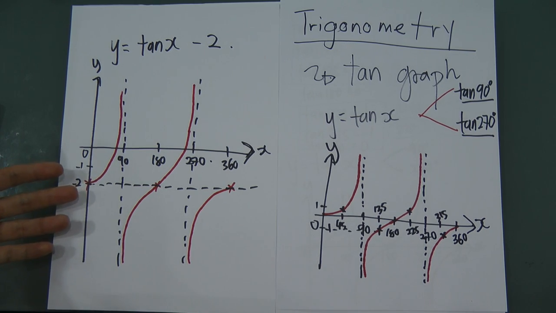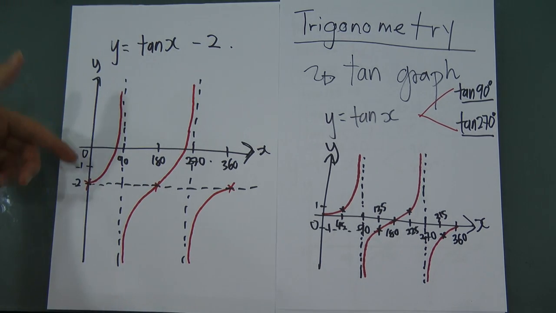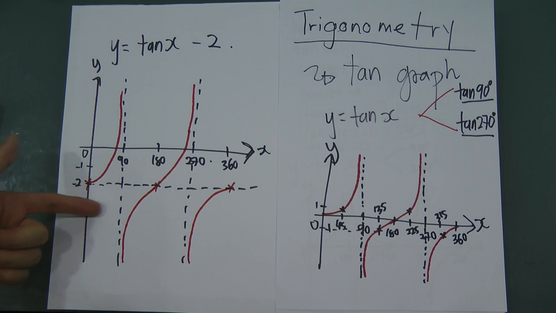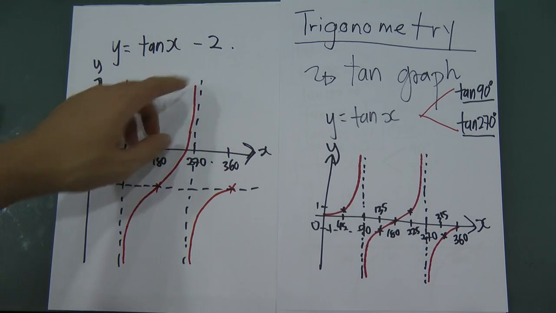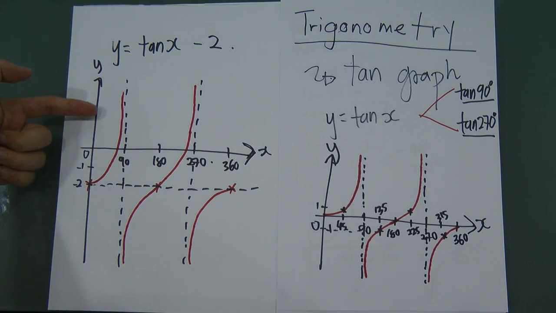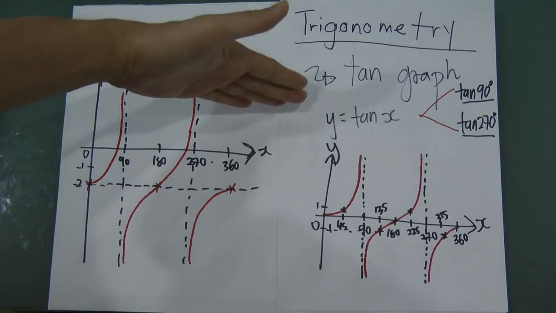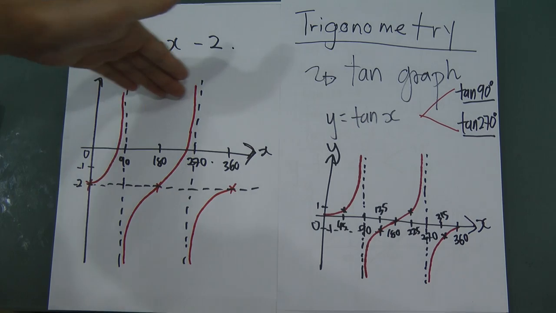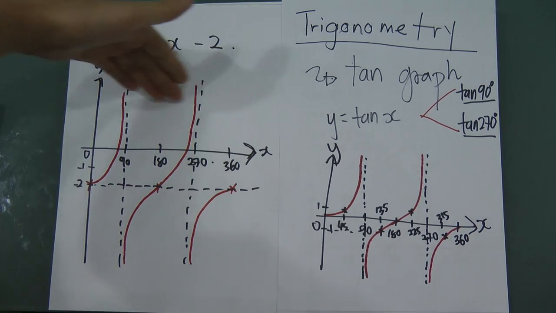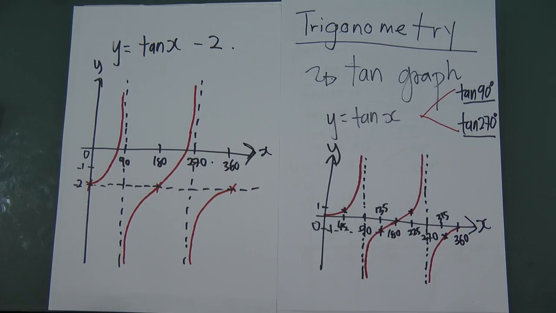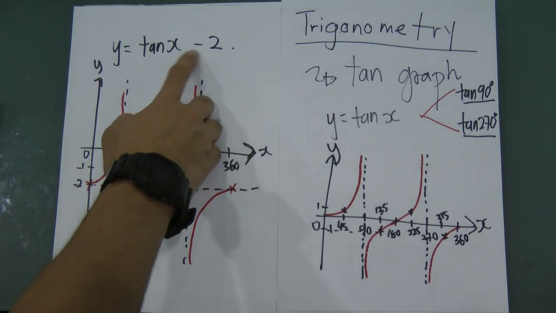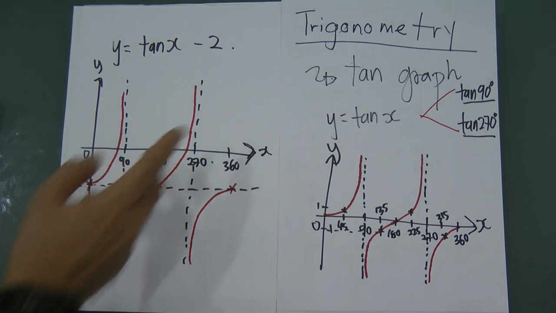With minus 2, same thing. If this one is minus 3, you just draw the dashed line on negative 3. If this one is plus 4, you just draw 1, 2, 3, 4, and then draw a dashed line over here. It means your graph is going to start at the line where the y value is 4. This is the meaning whenever you see minus or plus for a tangent graph.